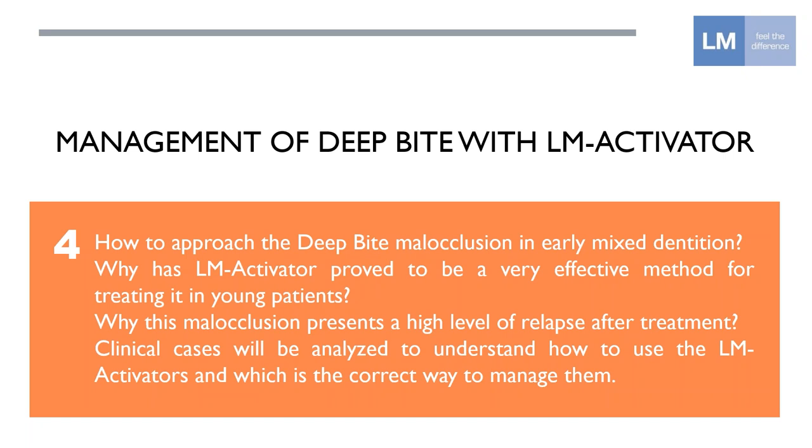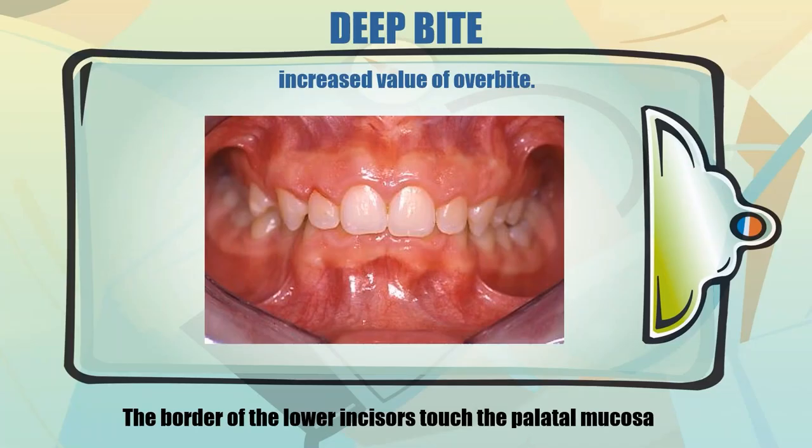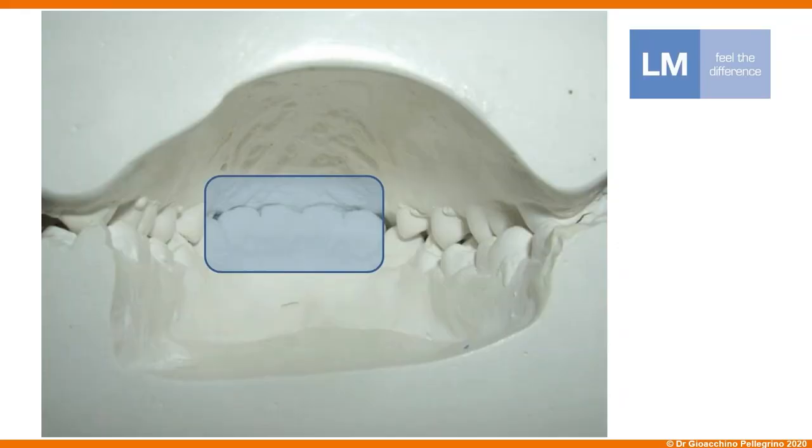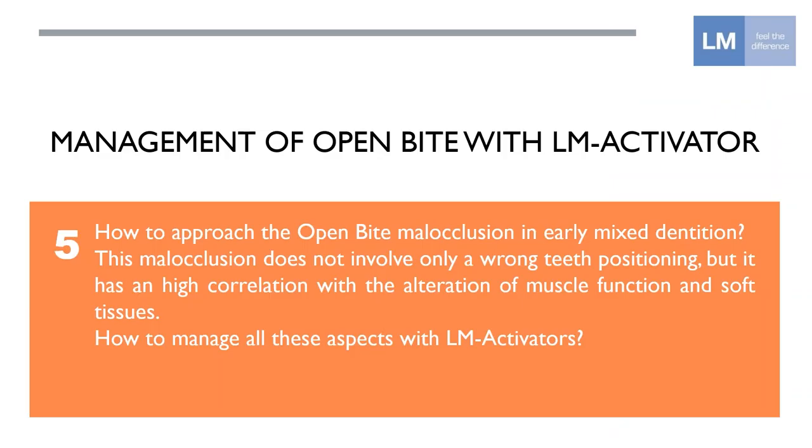And the last appointment was about the management of the deep bite. That is very important, because deep bite is very common in malocclusion, often connected with other signs of malocclusion. And moreover, the deep bite is a malocclusion that is able to relapse very often. And today we will approach the open bite.